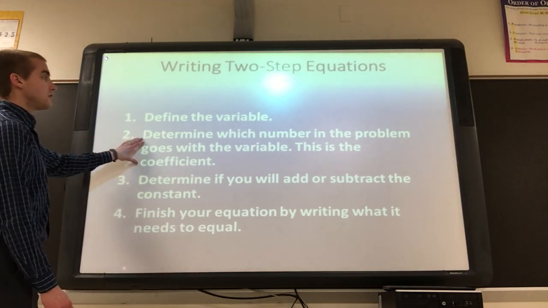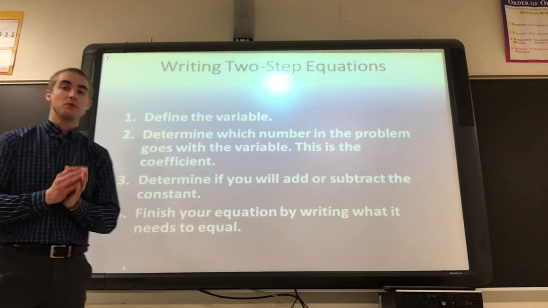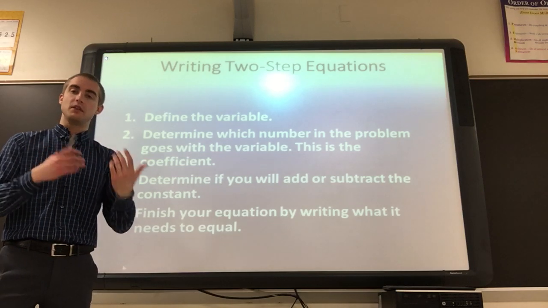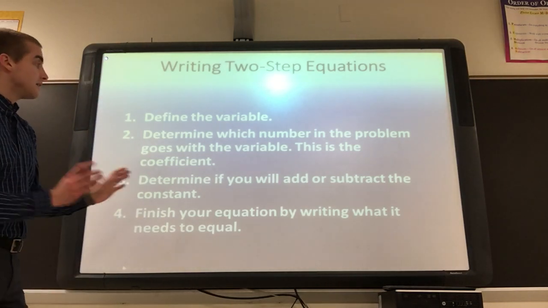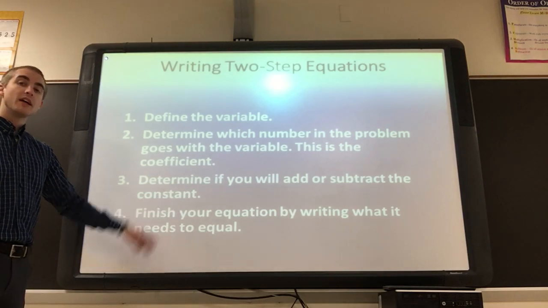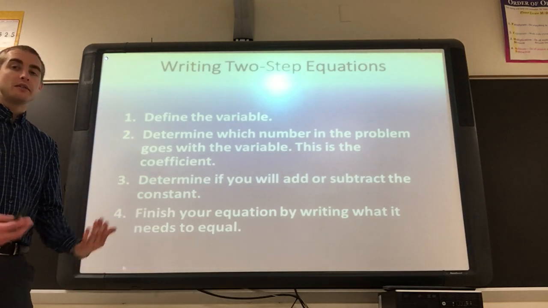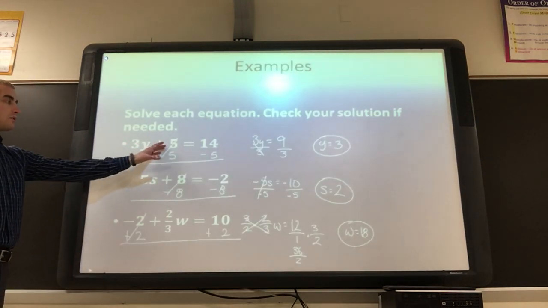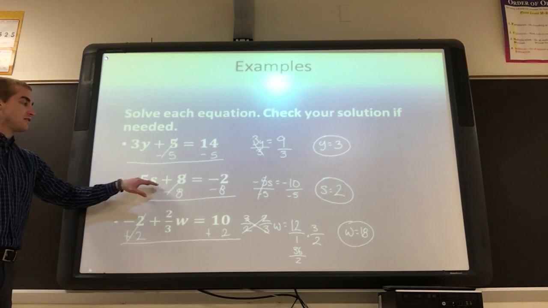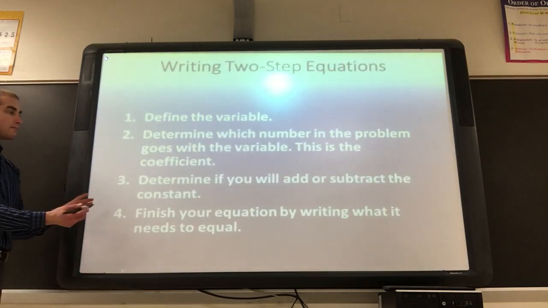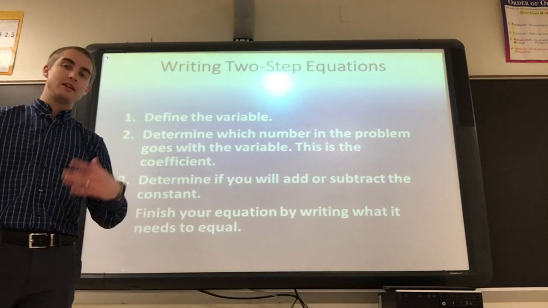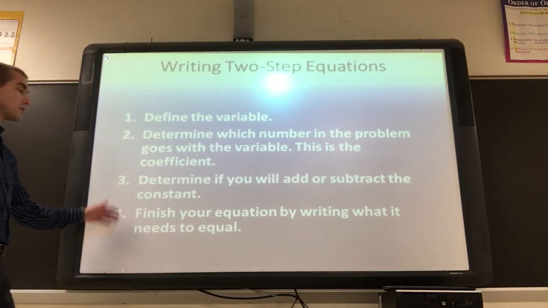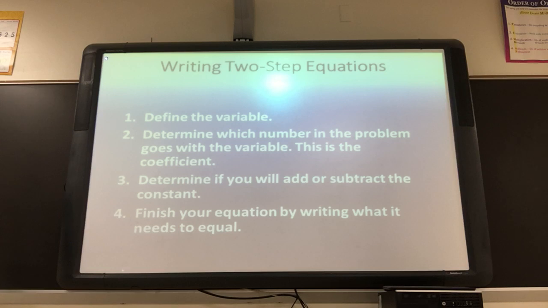Step 2, you're going to determine which number in that problem goes with the variable. And that's going to be the coefficient, so 2x or 7w. That's what we're going to put first. And then, since it's a two-step equation, we're going to have to also add or subtract something. Think about the equations we've solved so far. It's not just 3y, it's 3y plus 5. Not just -5s plus 8. So we're going to have to do that. And then the last number that we're left with that we didn't add or subtract, that's going to go on the other side of the equal sign. So these 4 steps are what we're going to take to write these two-step equations.